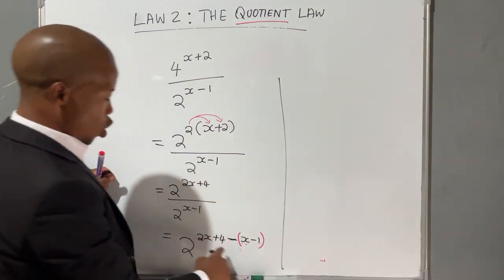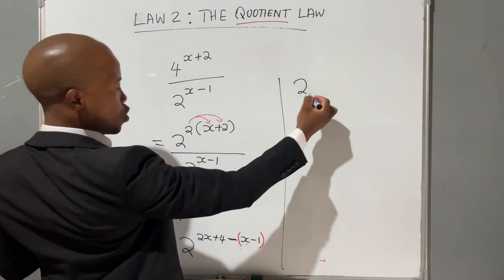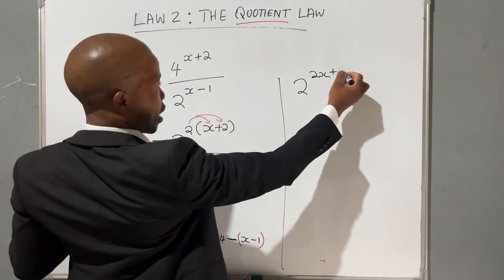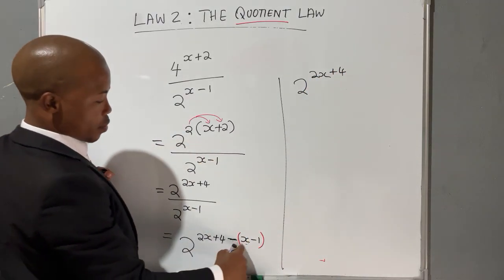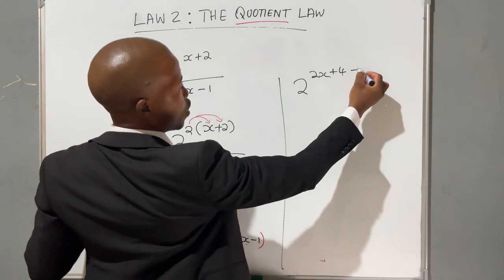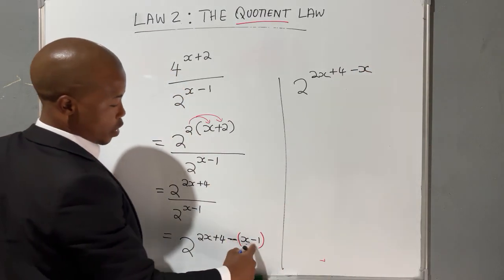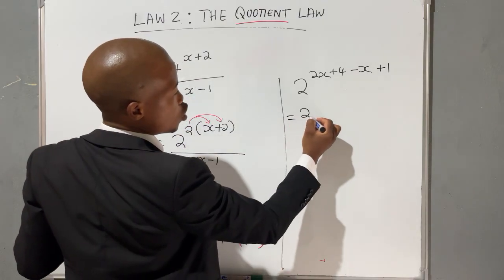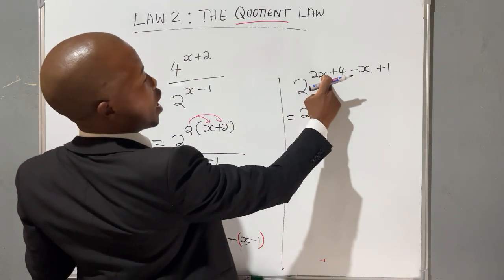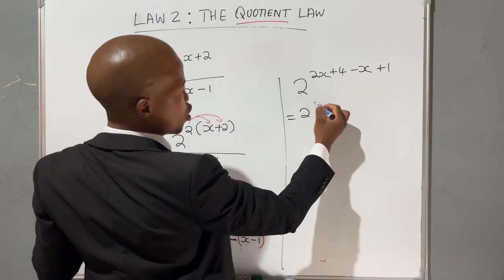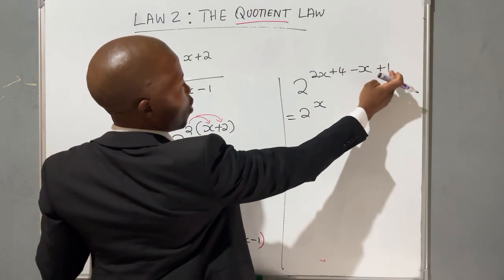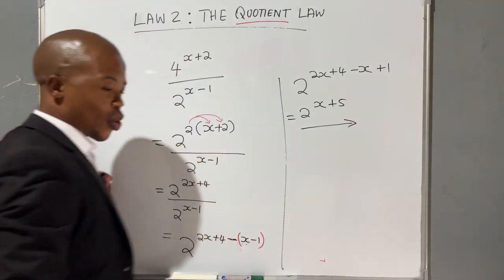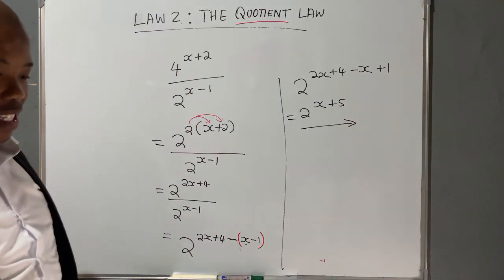Now, to continue, you're going to have 2 to the exponent 2x plus 4, and then negative times positive, you're going to have negative x, and then negative times negative, you're going to have positive 1. And then this will become 2 to the exponent 2x minus x, you're going to get x, and then 4 plus 1, you're going to get 5. That's how you are going to end it, right?